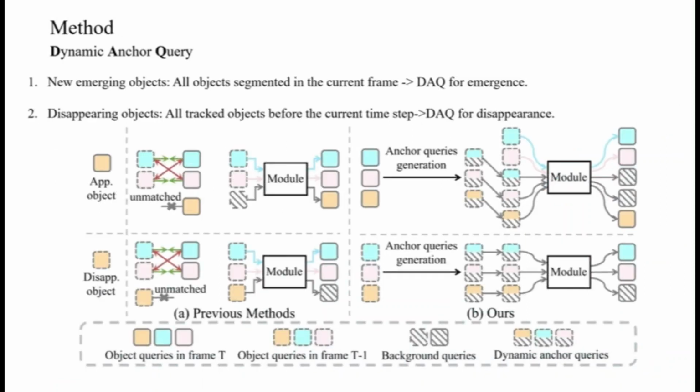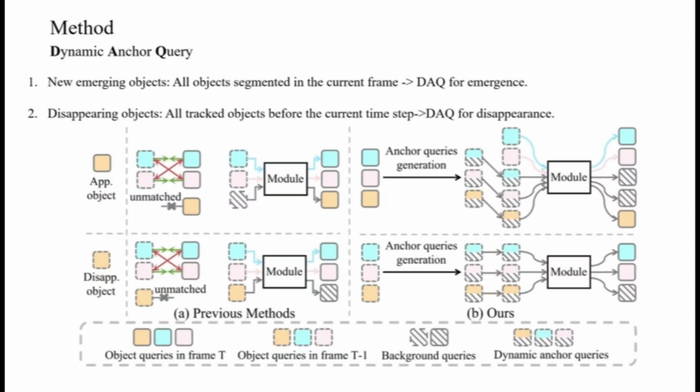We start with the general idea about our dynamic anchor queries. As shown in this figure, unlike previous approaches that treat appearing, disappearing, and tracked objects equally, our method dynamically generates anchor queries for emergence and disappearance based on candidate objects' features to effectively shorten the transition gap. Specifically, we regard all objects segmented in the current frame as potential candidates for newly emerging objects, and we designate all tracked objects as candidates for disappearing objects. These emergence and disappearance anchor queries and the representations of tracked objects are collectively inputted into the tracker to identify the objects of interest in the current frame.